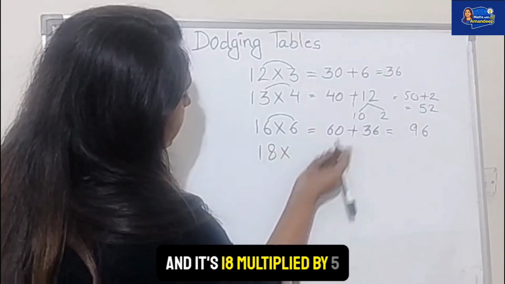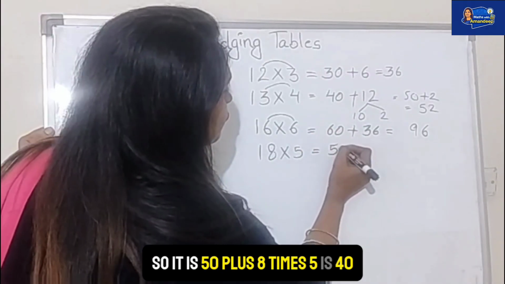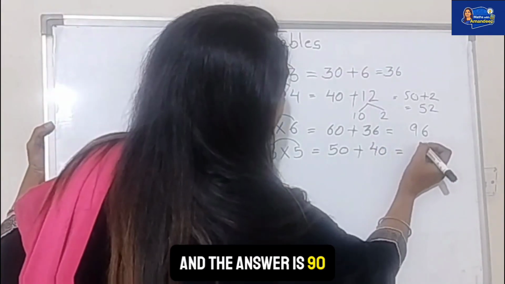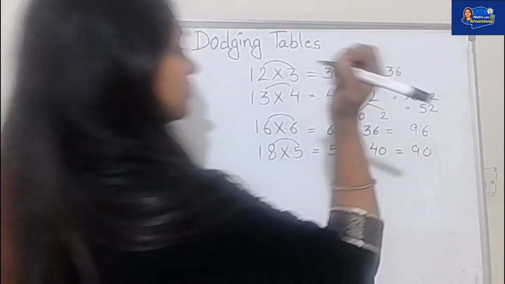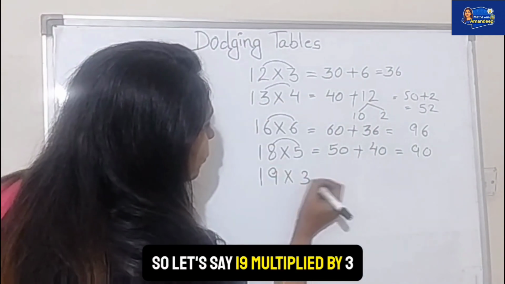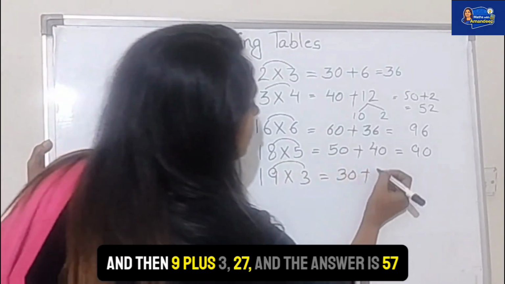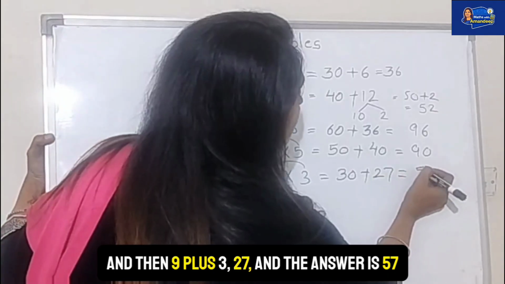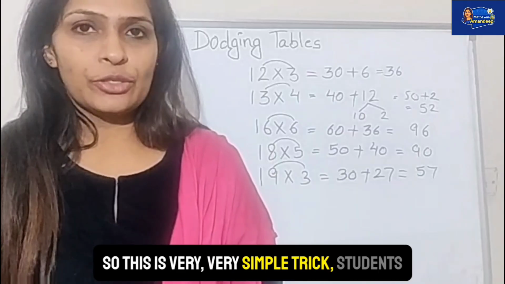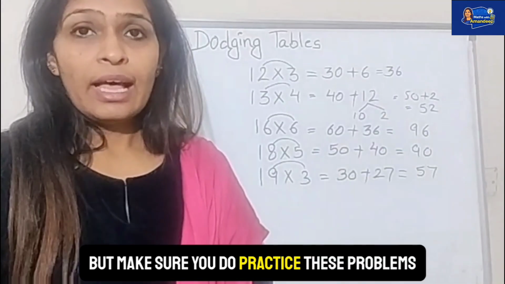So let's take one more example. That is 18 multiplied by, say, 5. So what is that going to be? So it is 50 plus 8 5s are 40. And the answer is 90. Let's do it a little quicker now. So let's say 19 multiplied by 3. So let's be quick. So it is 30 and then 9 3s are 27. And the answer is 57.